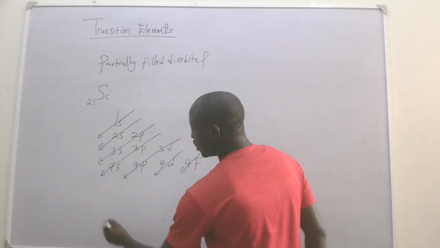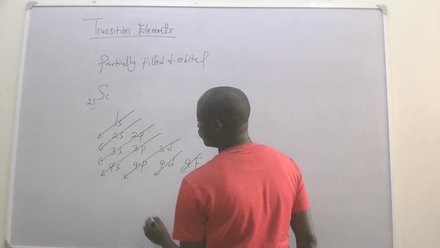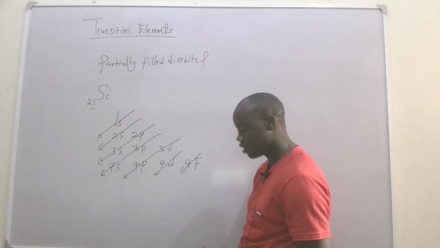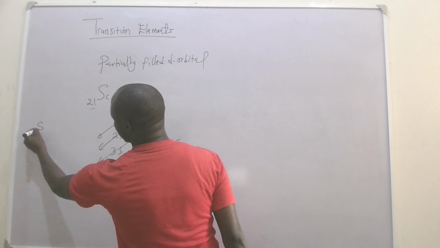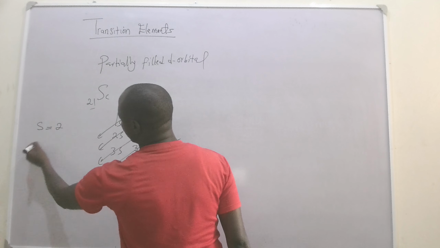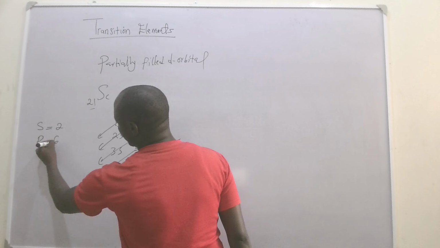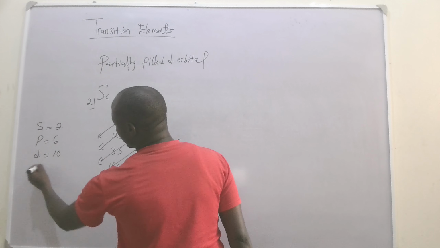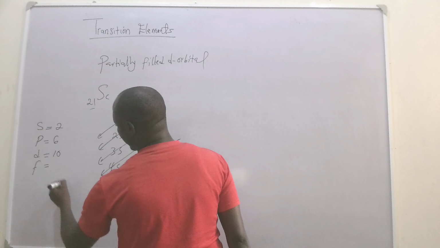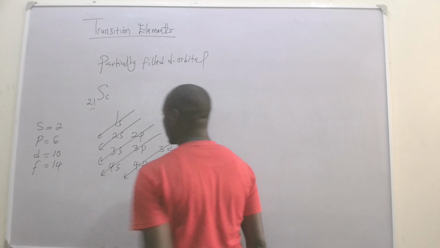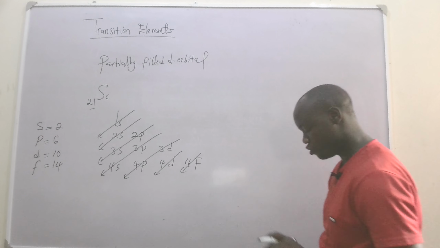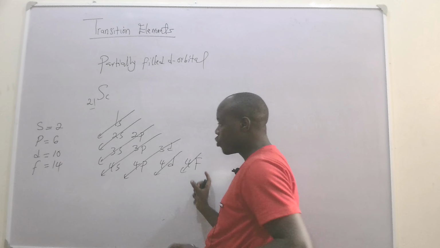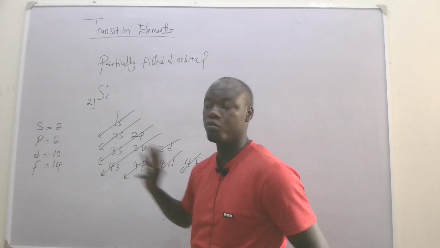To arrange the electrons, we know that each of these orbitals accommodates a maximum number of electrons. For example, s accommodates a maximum of 2 electrons, p accommodates a maximum of 6 electrons, d accommodates a maximum of 10 electrons, while f accommodates a maximum of 14 electrons. So now what are we going to do? We are going to use the Aufbau principle and then follow it up with this.